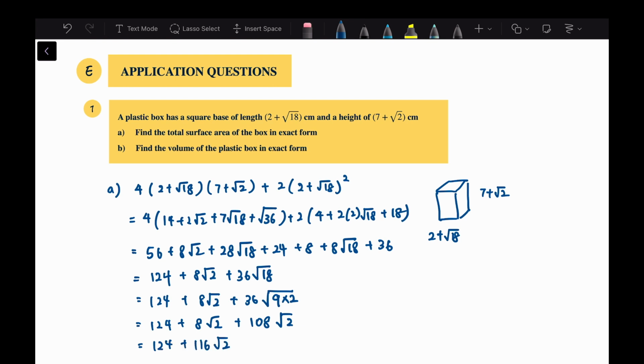Alright, so we can actually simplify this further by factorizing the terms. Let's take out 4. 124 divided by 4 is 31, and 116 divided by 4 would be 29. Don't forget to add in the units, cm squared. So that's it for part A.